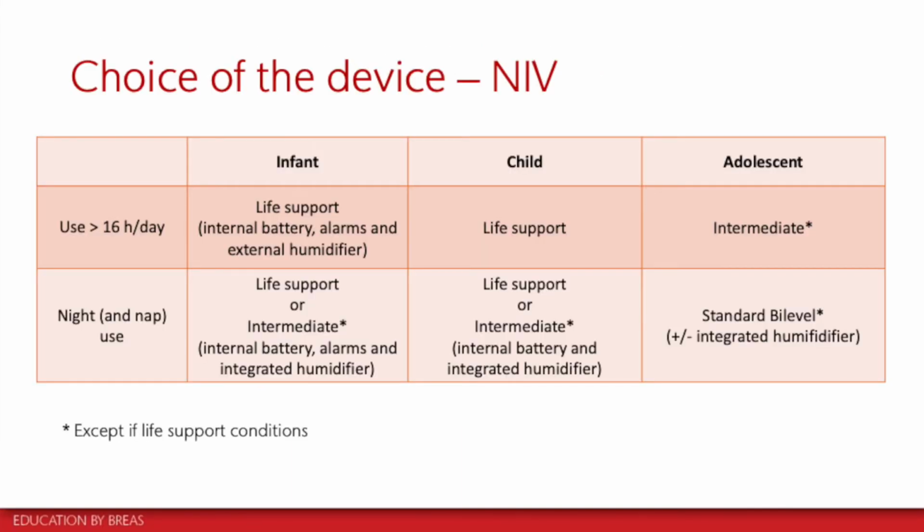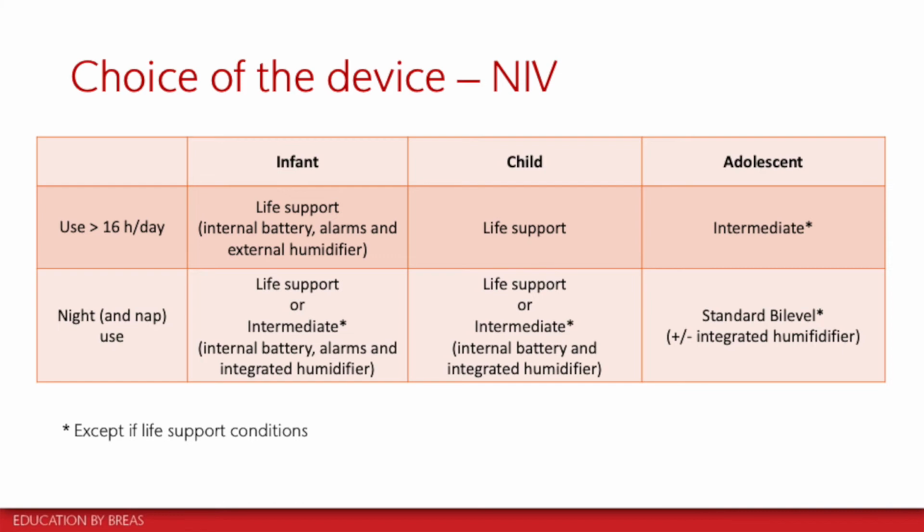Concerning the choice of NIV, once again, for infants, if the use is more than 16 hours per day, we will choose life support. Concerning infants, if the use is only during the night or the nap, we will choose either life support or intermediate, but intermediate only if the child is well detected, because once again, if you want to do NIV with the possibility of the child to trigger the ventilator, it has to see the flow correctly.